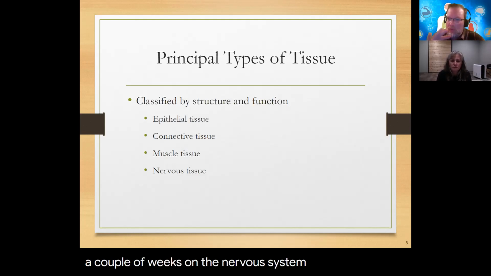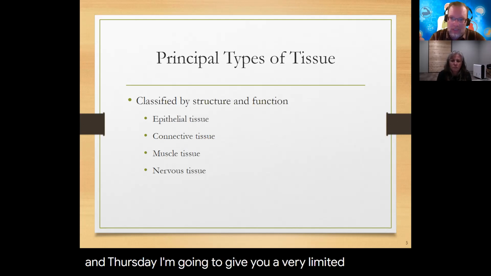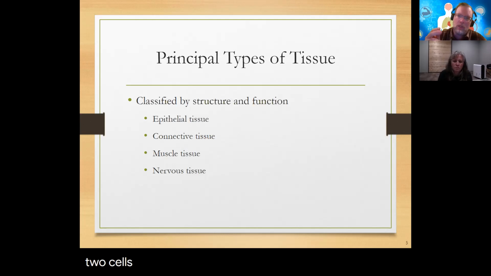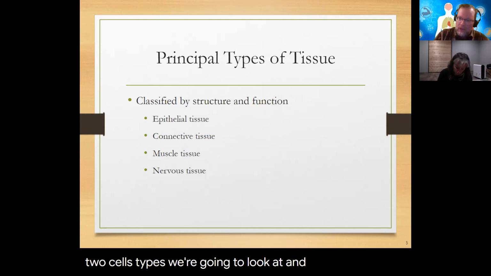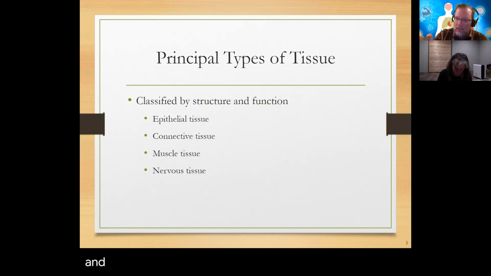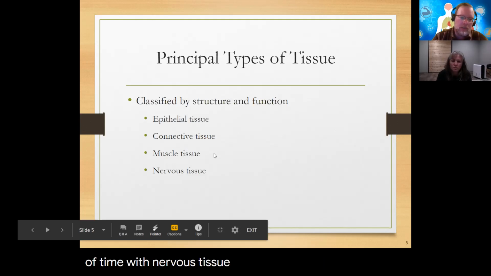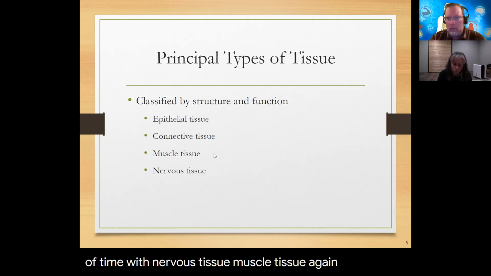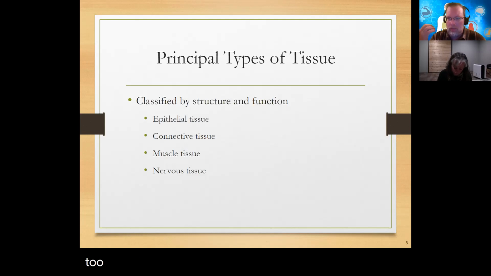So today and Thursday, I'm going to give you a very limited amount of nervous system introduction. There are basically just 2 cell types we're going to look at. And one of those cells, a neuron, we're going to look at the parts of a neuron. And that's really it. So we're not going to spend a lot of time with nervous tissue. Muscle tissue, again, we spend 2 weeks or so on the muscular system.